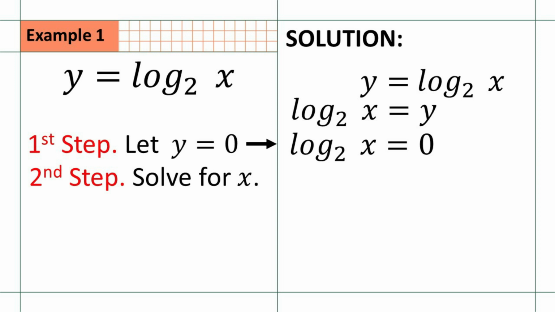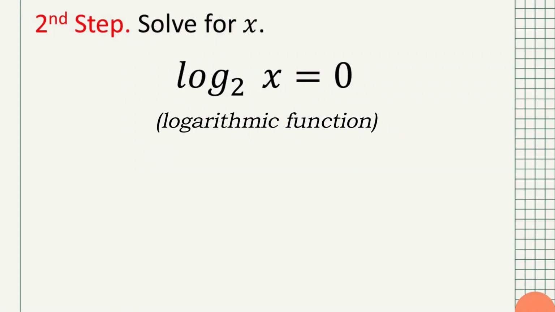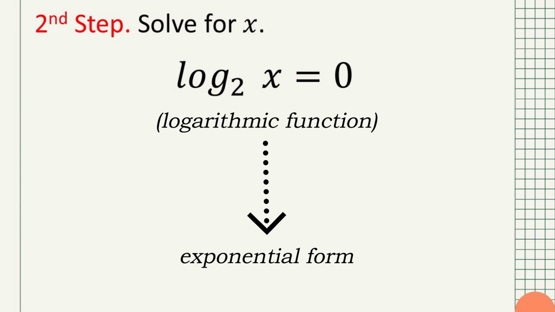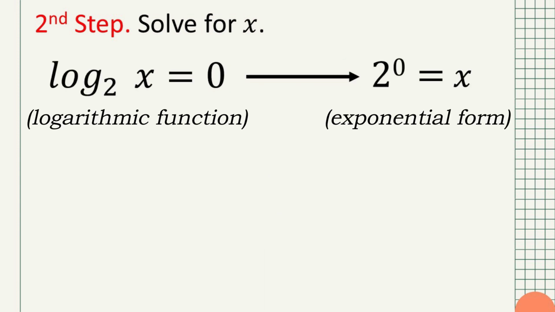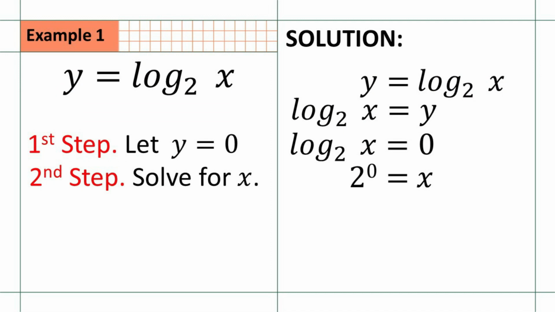To solve for x, convert this logarithmic function into exponential form. So, from the base 2 raised to 0 equals x. Thus, we now have 2 to the power of 0 equals x. Now, 2 raised to 0 is 1. Correct. We know that any number except 0 raised to 0 equals 1. So, 1 equals x.